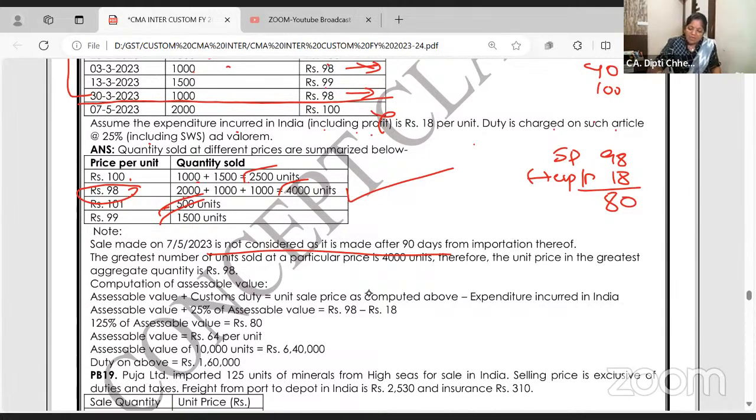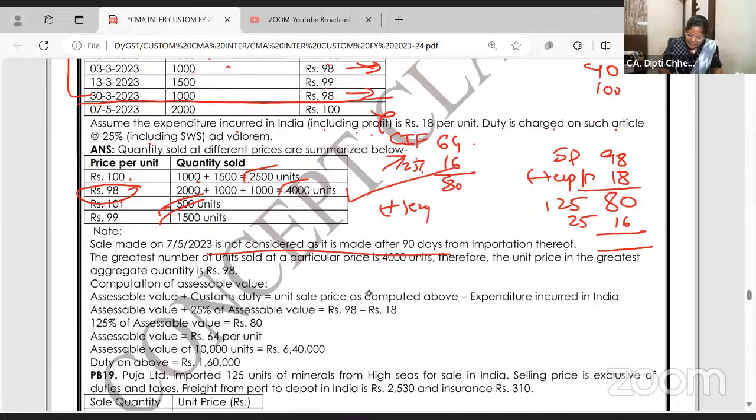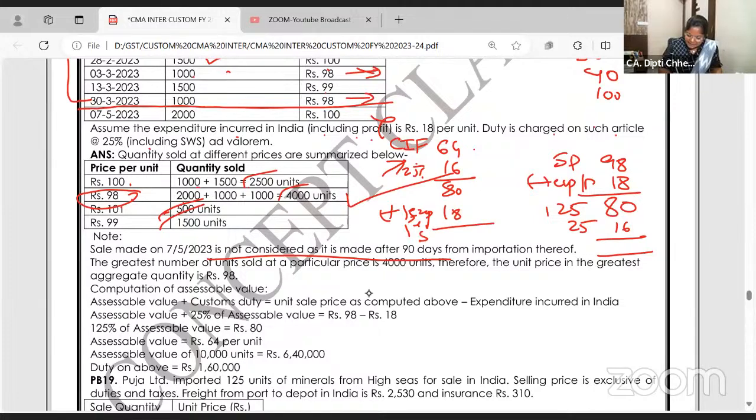So how much will 25 be? 80 into 25 divided by 125, 16. Minus 80. Now see, if I have imported, my CIF is 64. Duty is 25% of 64, 16. So this is 80. Add my expenses and profit 18 and sell it at 98. Is this way clear to you? We are going reverse. Selling price 98. India's expenditure and profit is 18.